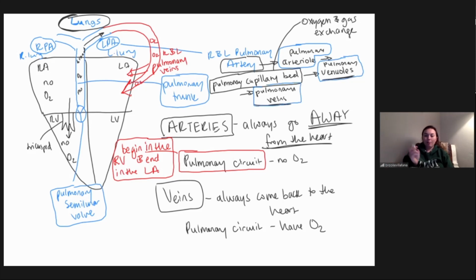Coronary is not a part of systemic. We will go over coronary in just a minute. Coronary is its own circuit as well. It's sort of like systemic, but it's technically its own circuit because it's just to the heart. Okay. Good. Okay, so that was all pulmonary. So we'll put that at the top, pulmonary.